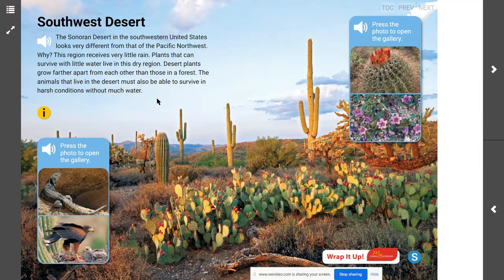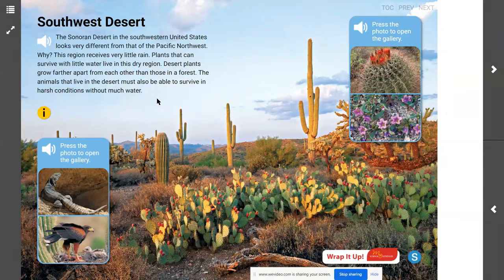So how much rain falls in the southwestern desert? Well, if we remember back to our map and our graphic, the southwestern desert receives less than 30 centimeters or about 12 inches of water per year. And how does that compare with the amount of rainfall in the Pacific Northwest? Well, there's much more rainfall in the northwestern forests.